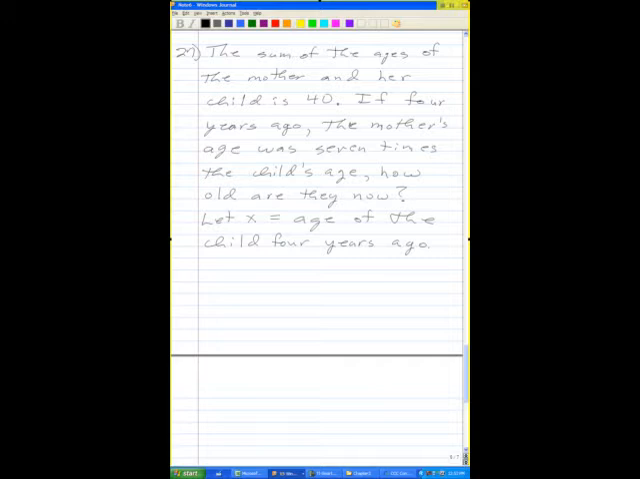Well, let's figure out the age of the mother 4 years ago. And so it says here the mother's age was 7 times the child's age. So if 4 years ago the mother's age was 7 times more, well then 7x is the age of the mother 4 years ago.